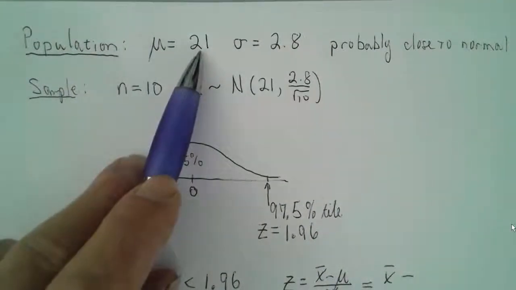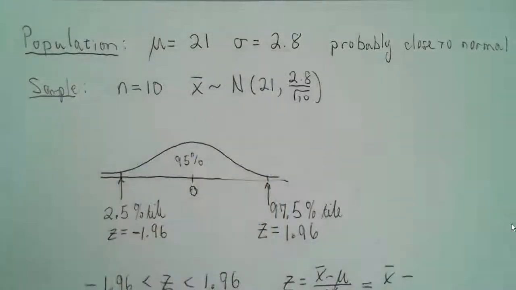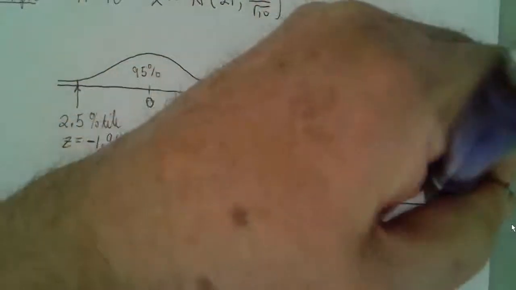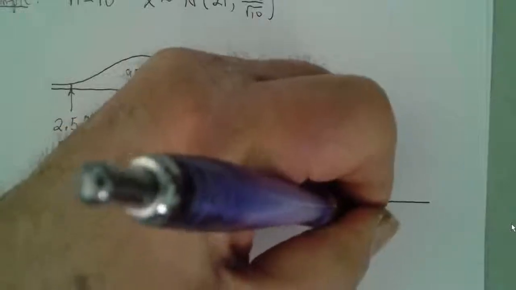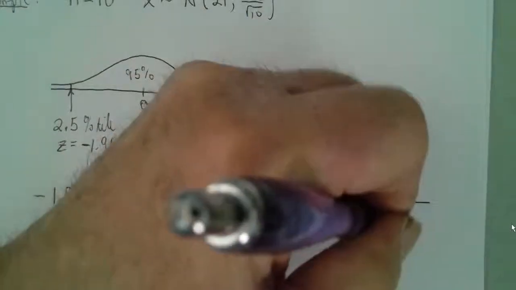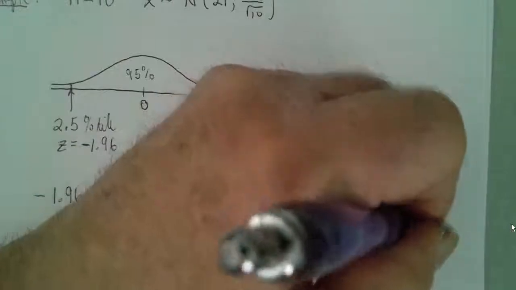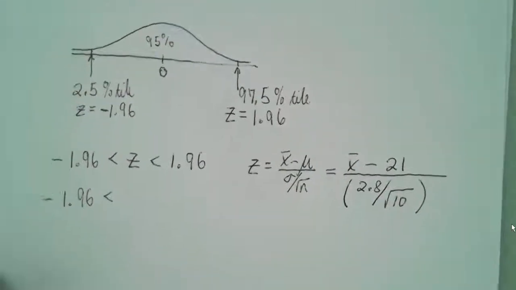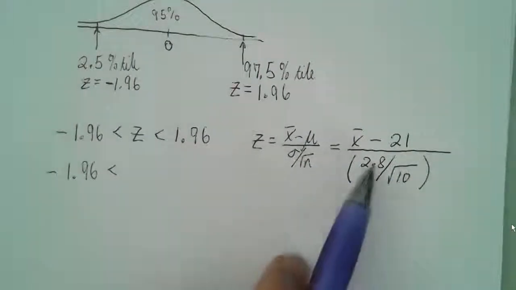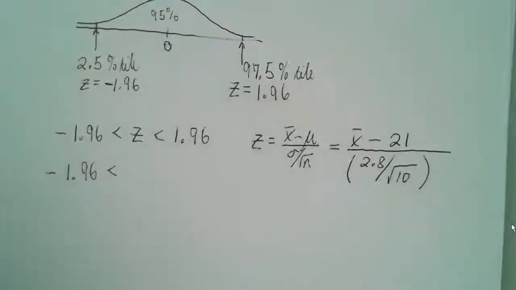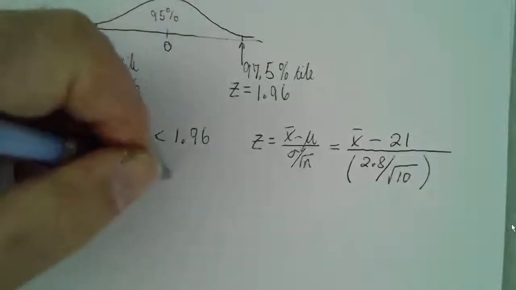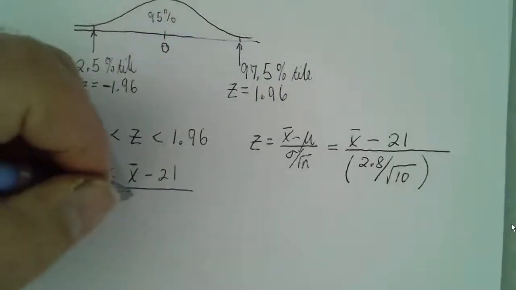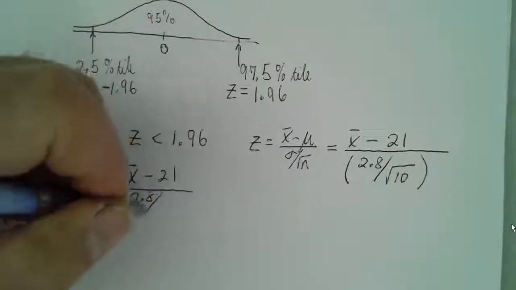But the mean of the whole population, well, that is known. The mean of the whole population is 21, and its standard deviation is 2.8. So we're going to subtract off the 21, and then we're going to divide by 2.8, the standard deviation of the whole population, and that's going to be divided by root 10. This is the thing that goes right in here. Now, I'm not going to simplify that right now. I'm just going to write it as it is so that we'll be able to see where all those pieces end up.